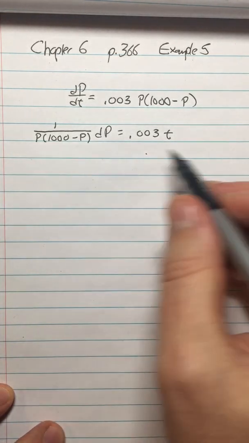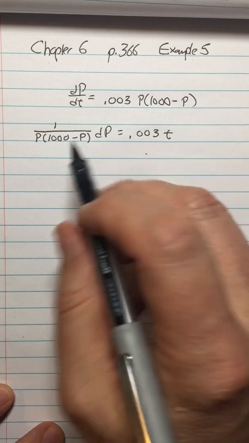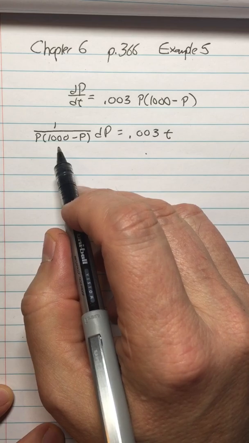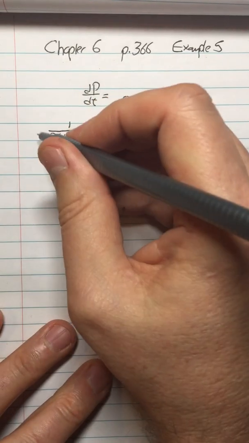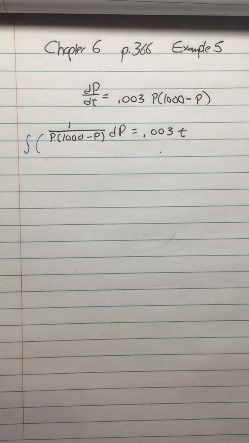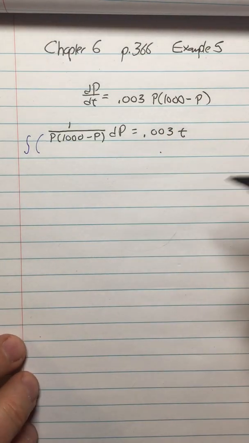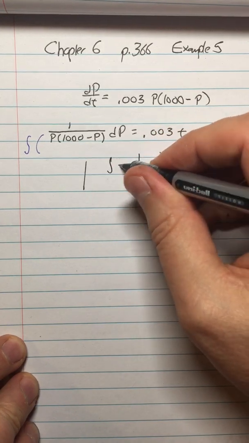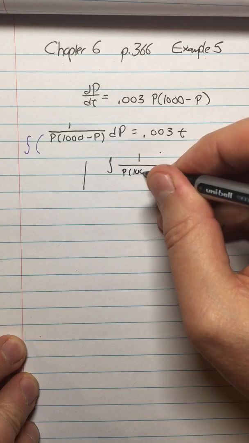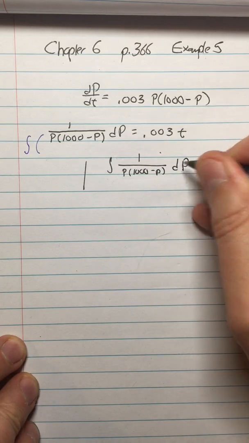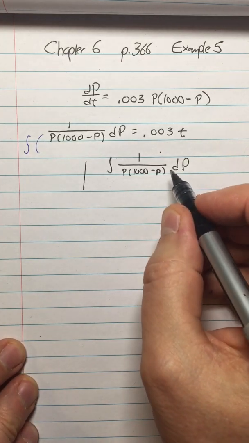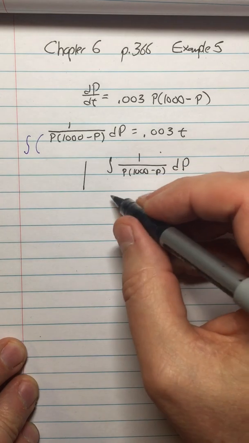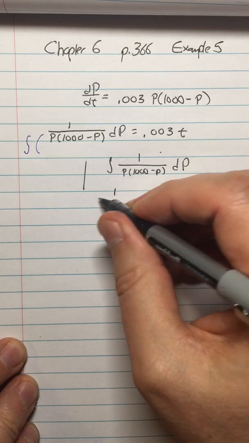Now I need to take the antiderivative on both sides. My problem is that what I need to antidifferentiate is a rational function. That's why we studied all these. So I need to take an aside and look at how to do the integral of 1 over p times (1000 minus p) dp. It's a rational integral. The denominator not only factors, it's already factored. So I'm going to start by using partial fractions.